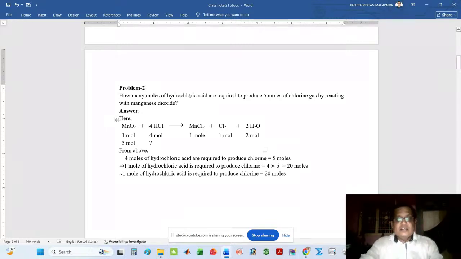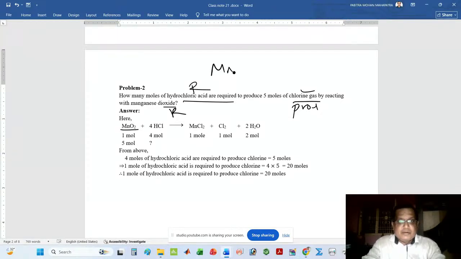Look at that. Hydrogen chloride is required to produce 5 mole of chlorine gas by reacting with the manganese dioxide. Here, chlorine is the product, and manganese dioxide is the reactant. Hydrochloric acid is also a reactant. Here, at first, I want to write MnO2. Next, here I can write HCl.